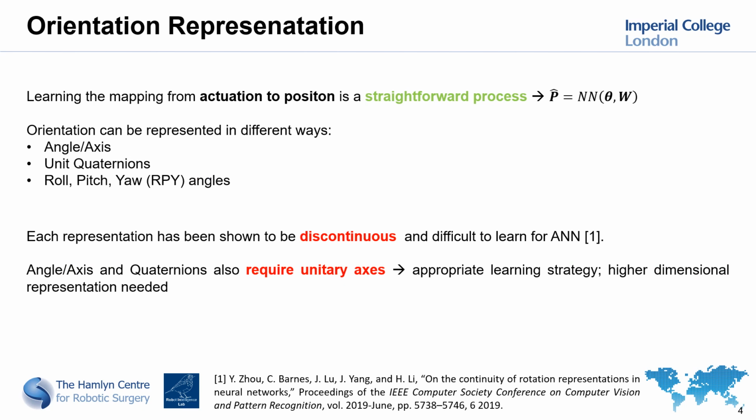For orientation, instead, there are multiple representations, like angle-axis, unit quaternions, or roll, pitch and yaw angles. Each of these representations has been shown to be discontinuous and difficult for artificial neural networks to learn. Additionally, angle-axis and quaternions require unitary axes. For this reason, a specialized learning strategy or a higher-dimensional representation is needed.